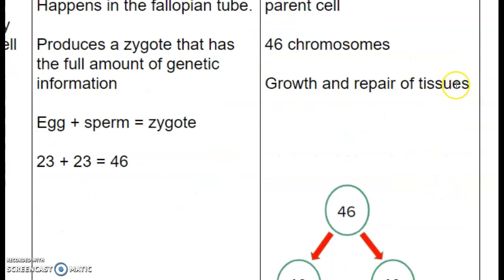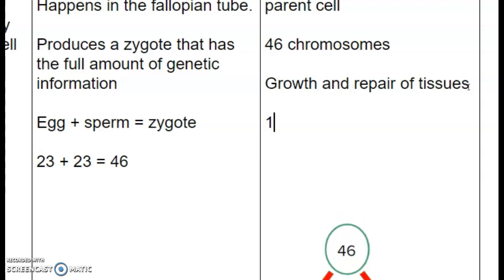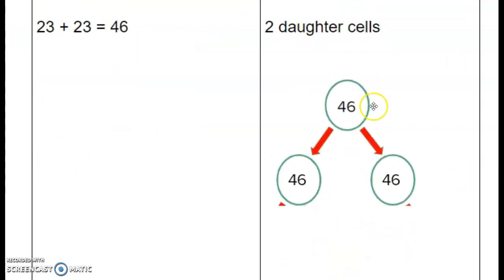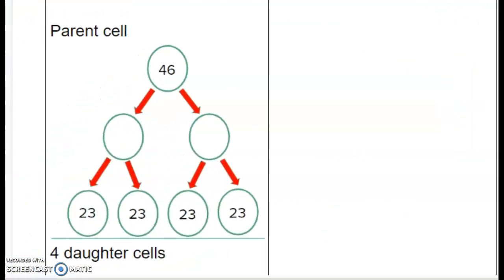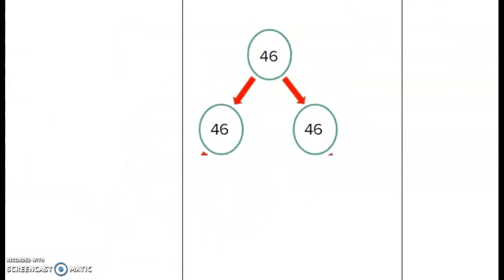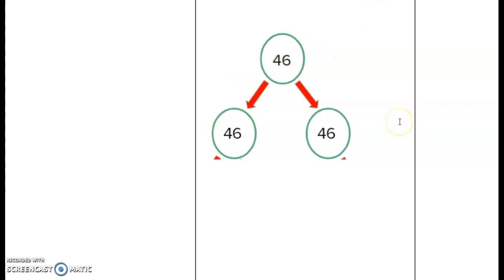And there's only one cell division and 2 daughter cells. So if we look at this picture, this is the parent cell here, the starting cell, has 46 chromosomes, divides once, and you only have 2 daughter cells. So that would be a little bit different than when we looked at meiosis. So meiosis, you start with 46, it divides twice, you have 4 daughter cells that have half the amount of genetic information, the 23 chromosomes, but mitosis, they look exactly the same.